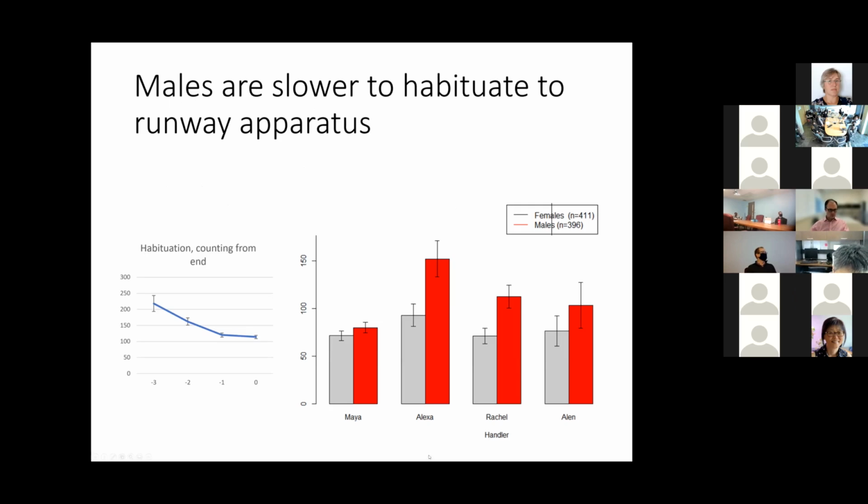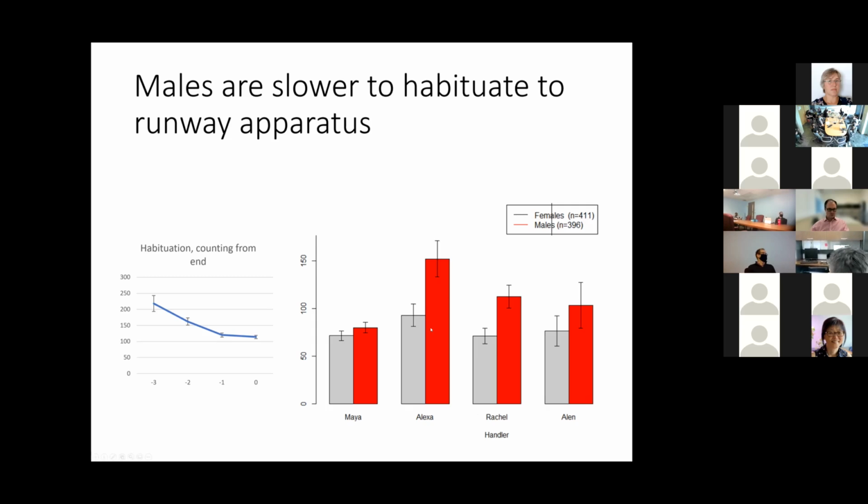And you'll notice I've broken it down by the handler that was handling the animals. So there's 4 techs that ran this, or 3 techs plus Maya, who is an MD PhD student. Maya ran about 500 of the rats we've had so far. So the males are generally slower. And we had noticed that one particular tech had particularly slow habituations.